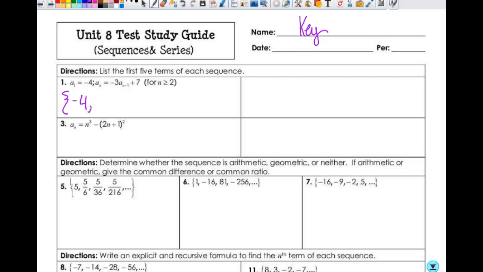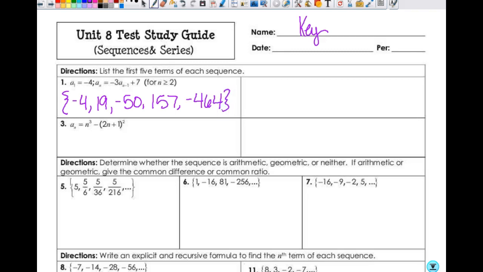Then this means that each of the next terms, so to get term 2, I'm going to take the first one, which is -4, multiply it by -3. That'll give me a positive 12 plus 7 is 19. Then I have to take 19, multiply it by a -3, add 7, that gives me -50. Take -50 times -3 and add 7, and I get 157. And then 157 times a -3 plus 7 will give me -464. There are my first 5 terms.